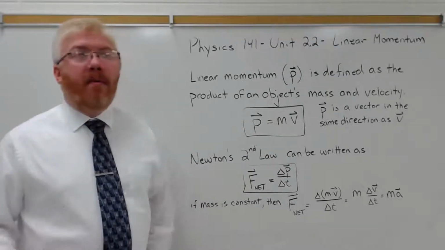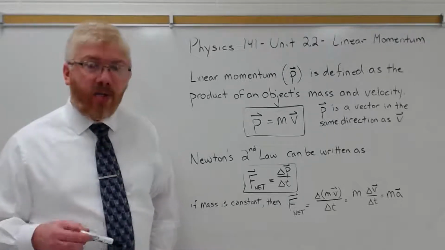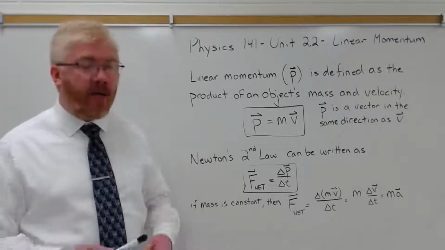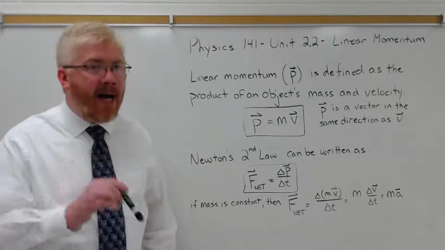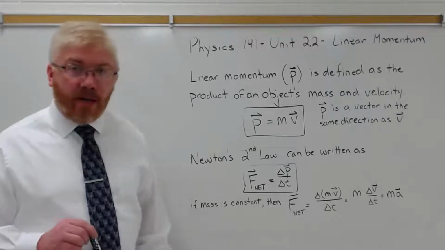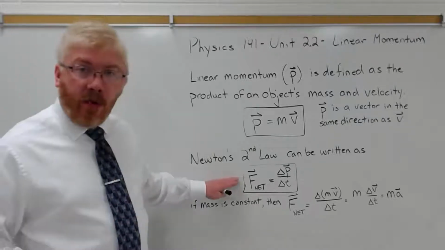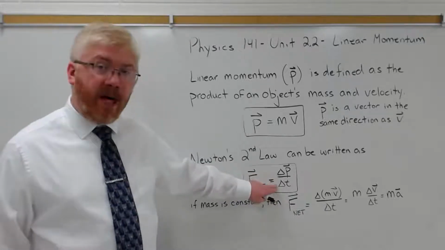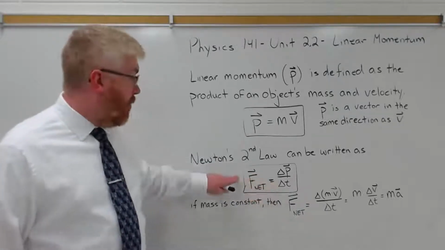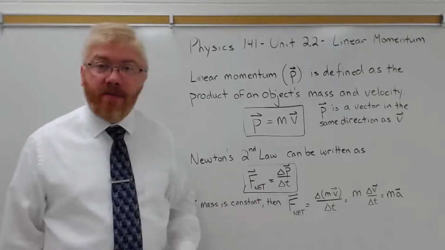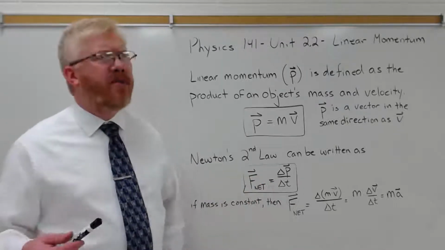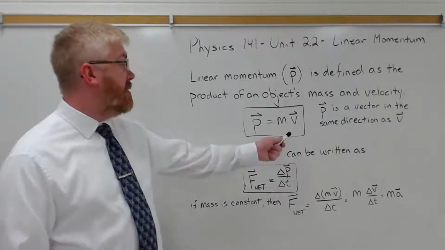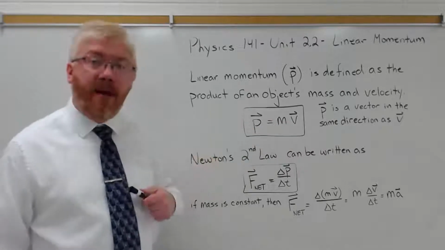Now, the reason linear momentum came about was actually from Newton's second law. We learned that Newton's second law is F equals ma, force equals mass times acceleration. But in reality, that's not what Newton originally formulated. Newton's original law talked about how the net force is the change in momentum with time. So forces cause objects to change their momentum. Well, we know that forces cause objects to accelerate, and objects that accelerate change the velocity. And obviously, if you change the velocity, you change an object's momentum.